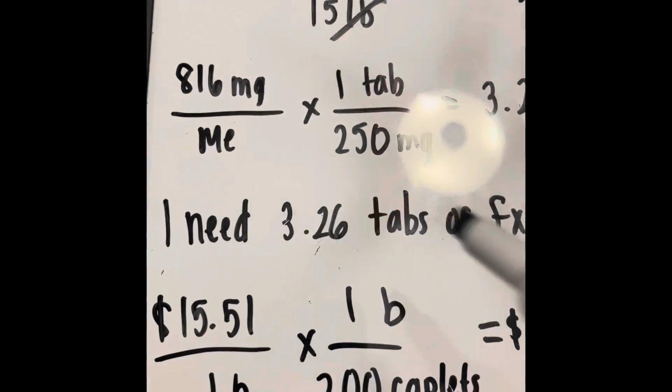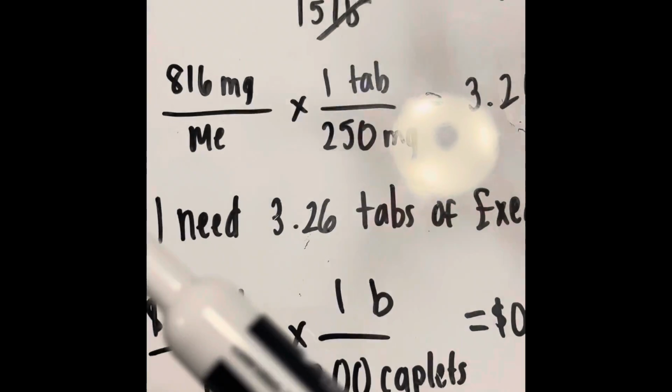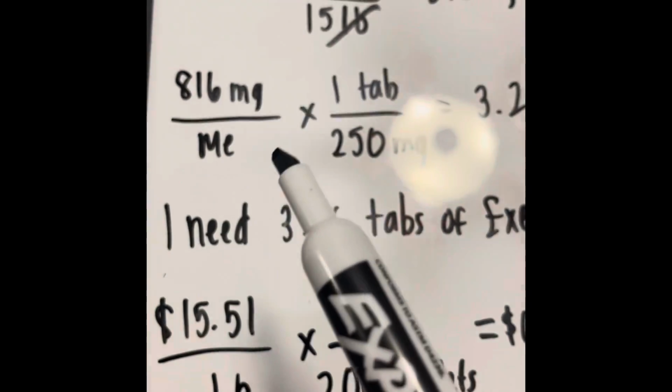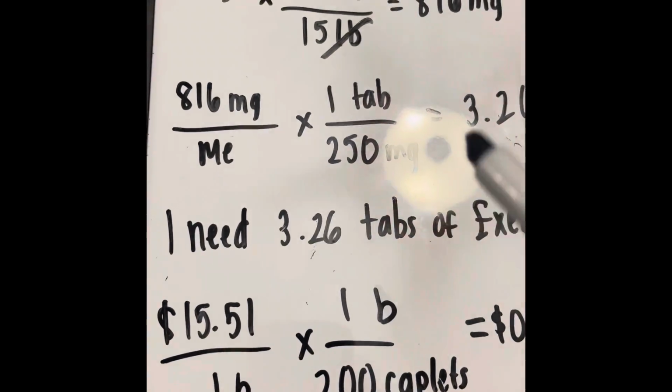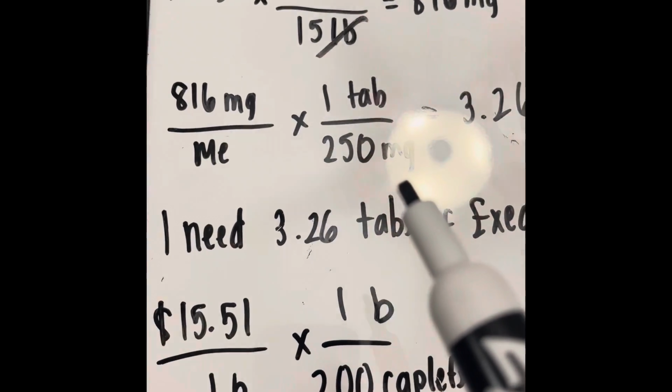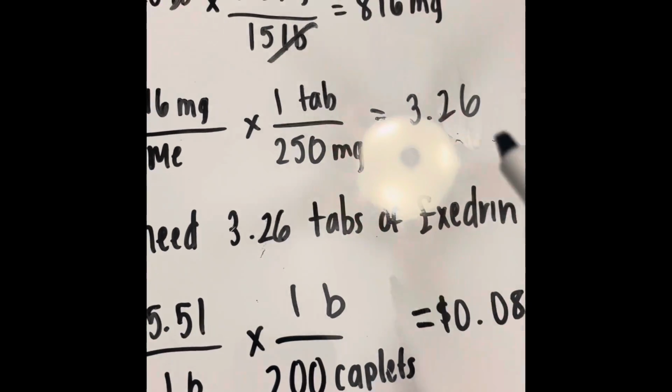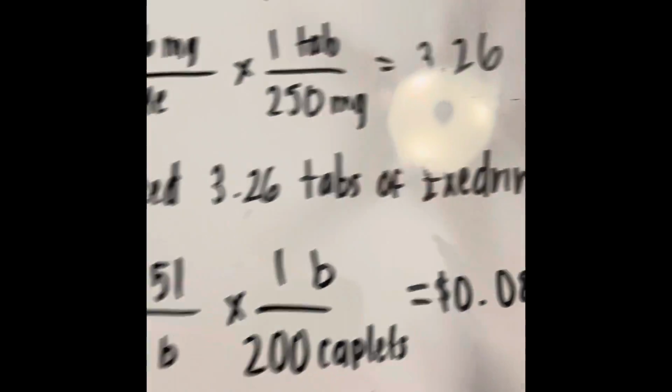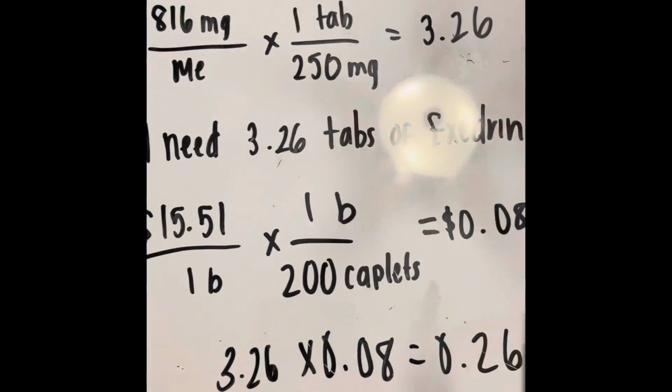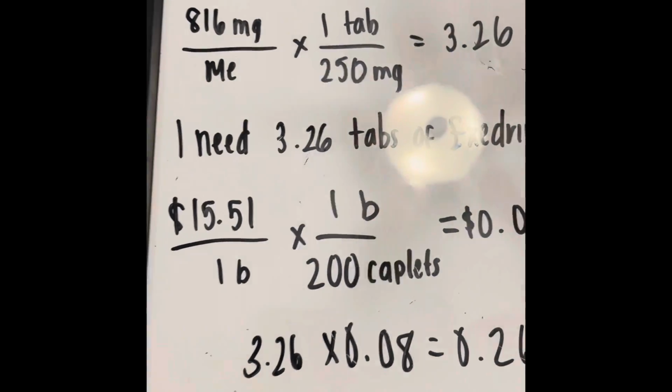Then I divided the number of milligrams that I need by how many milligrams are in each caplet, which is 250, to figure out how many caplets I would need for my headache, and I got 3.26. So I would need 3.26 tabs of Excedrin.